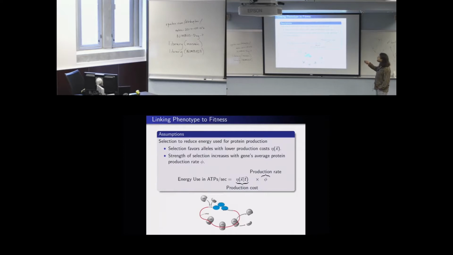We're going to assume that the strength of selection is related to the expression level of the gene. Selection favors alleles with lower cost-benefit ratios, or production costs, these eta terms. The idea is that the strength of selection increases with the gene's average protein production rate. So again, something that comes out of this model.